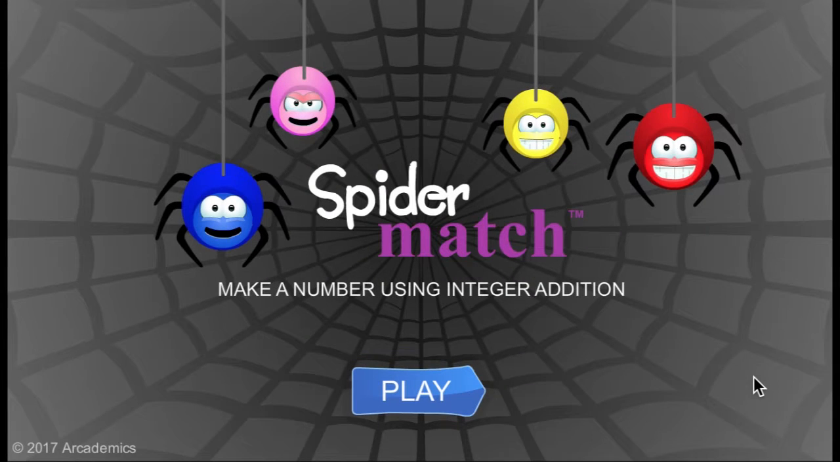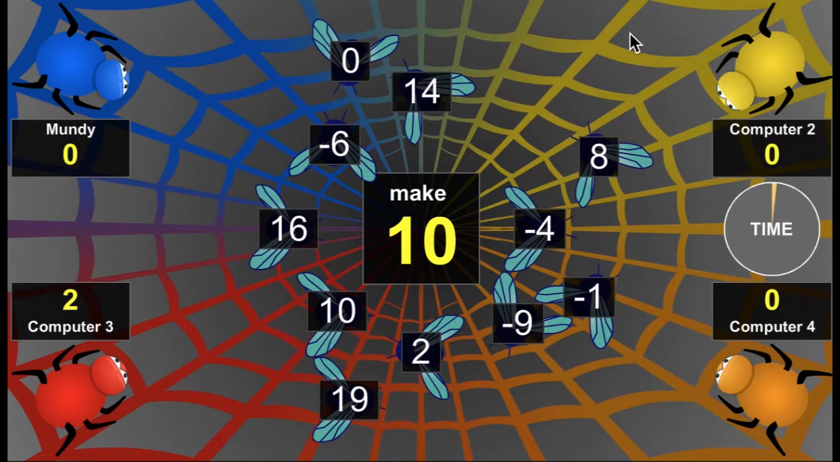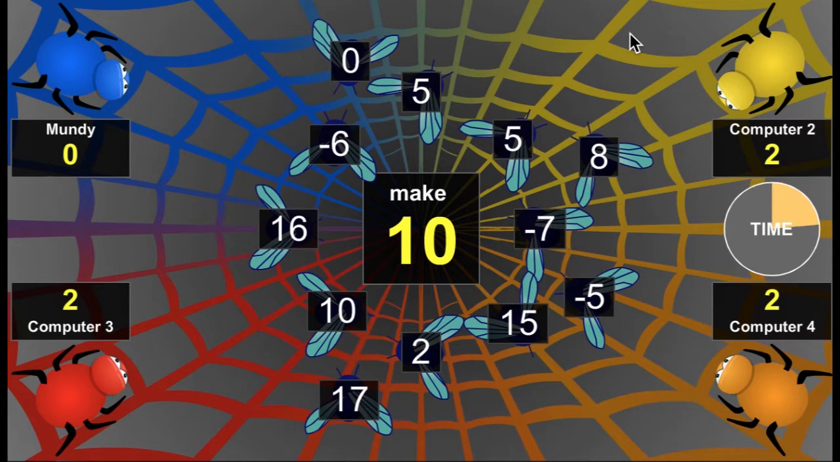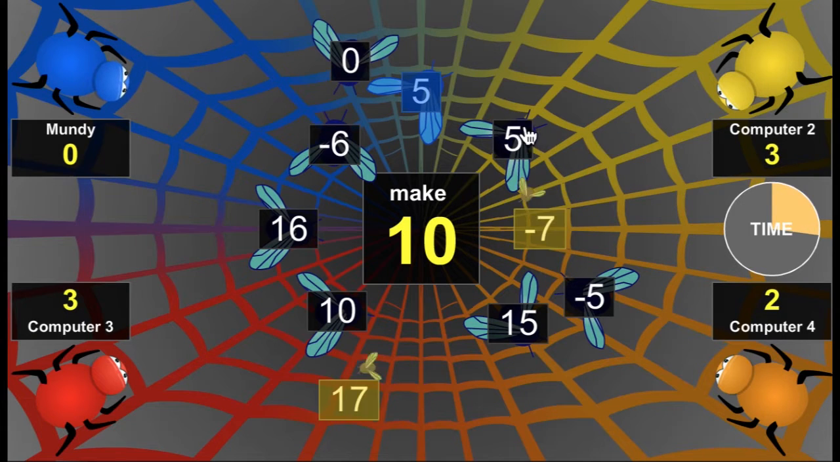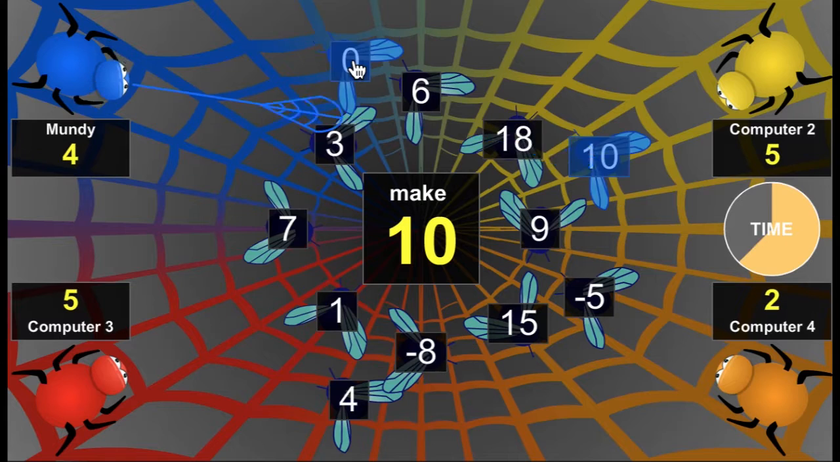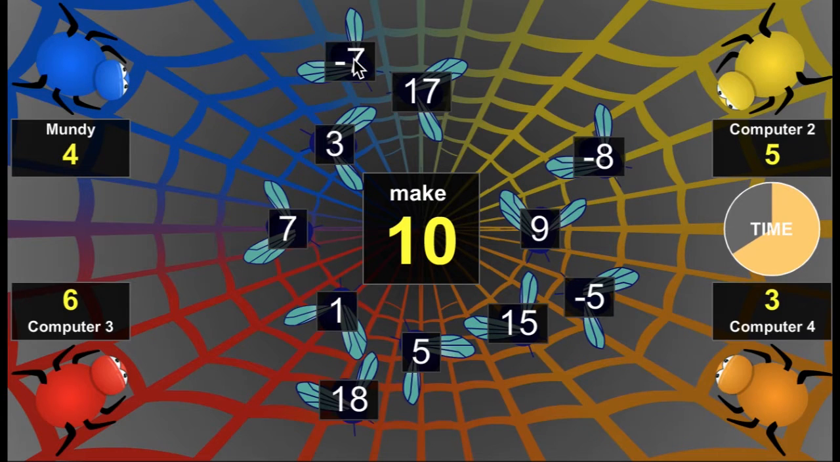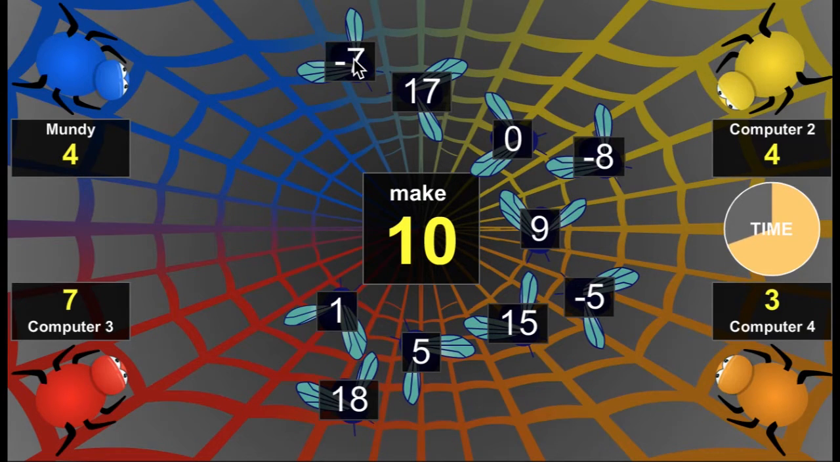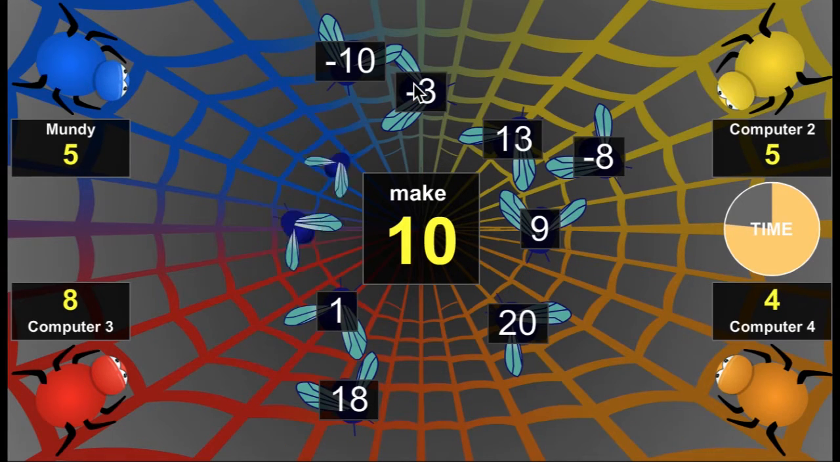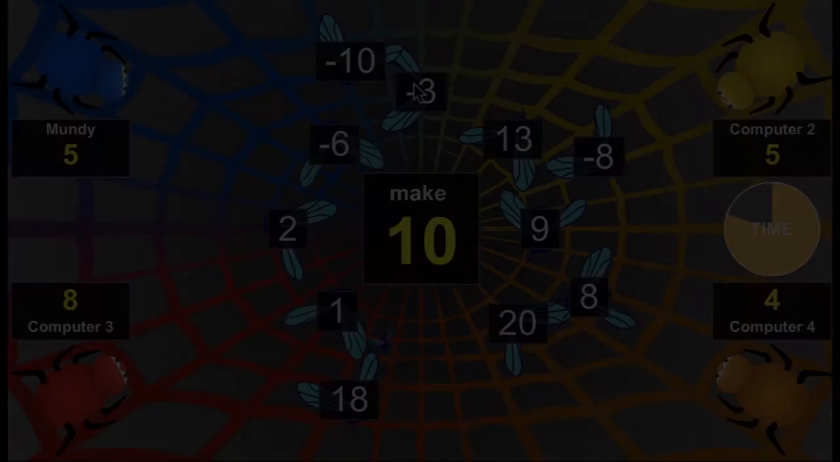Another game I'd like you to try is called Spider Match. This one's a little bit more challenging. To play this game, you have to find 2 integers that add together to make the number in the center. In this case, it's 10. You have to work hard in order to make sure you do it faster than the other people playing. This game definitely requires you to move a lot faster than the other game and work harder to win. But it does provide really great practice on adding negative and positive numbers.